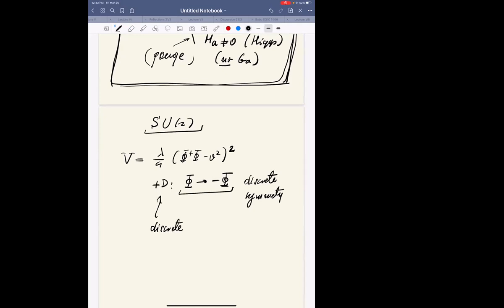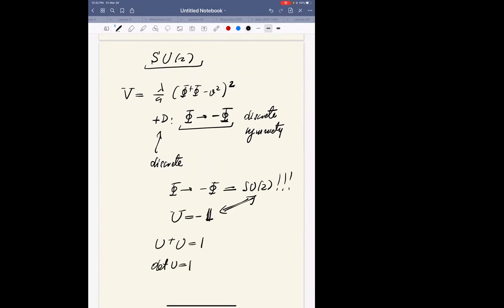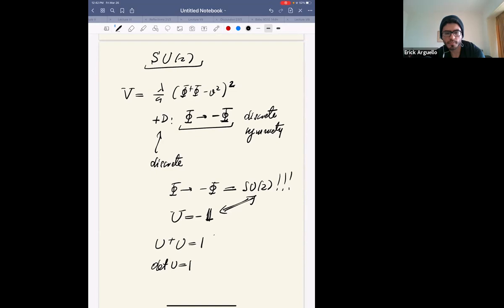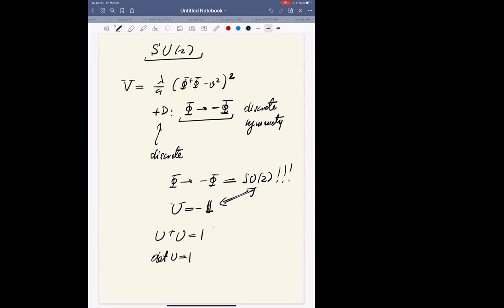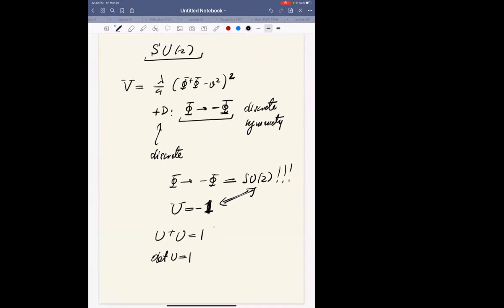Well, there is no extra discrete symmetry. This is a very nice point. Phi going to minus phi is actually SU2. I'm glad you asked, because U equal minus 1 is SU2 symmetry. Remember what SU2 is: U dagger U is 1, determinant of U is 1. You agree that minus 1, how does it look? It fooled you. It looks like a discrete symmetry. It's actually a continuous symmetry.